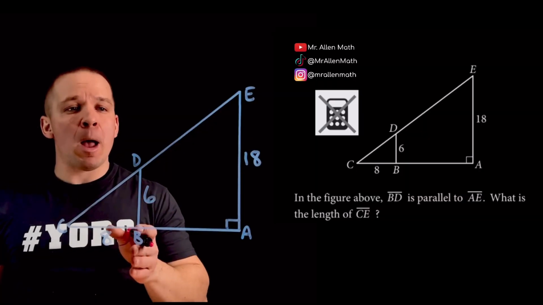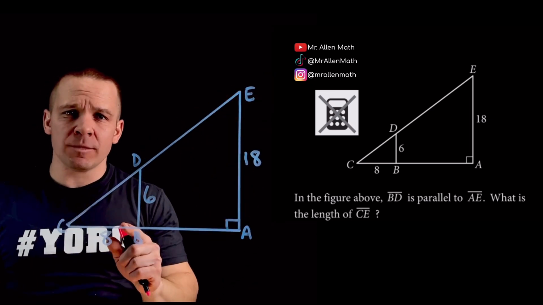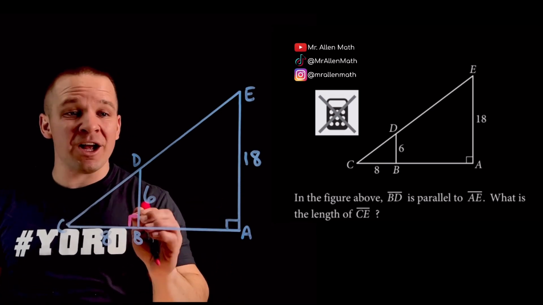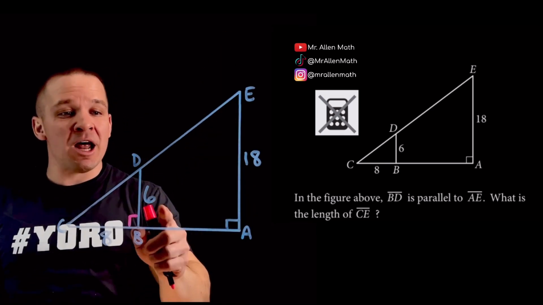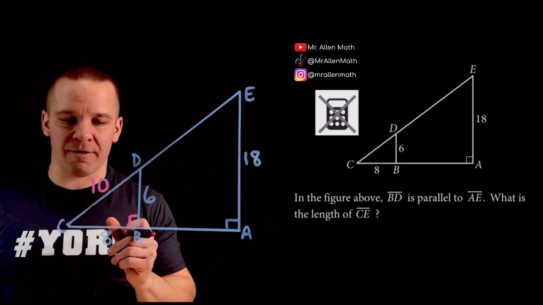In the figure above, BD is parallel to AE. What is the length of CE? So we got some similar triangles going on here. I got a right angle here, which means I have a right angle here since these two are parallel. Now this is a 6, 8, 10 Pythagorean triple. Nice and quick if I know those triples.